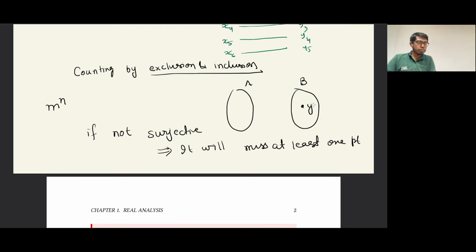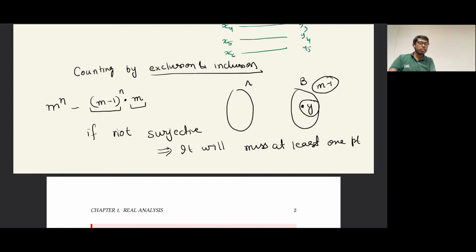I have named it y. So it misses 1 point. Now, how many elements are there? Now it has m minus 1 elements. So how many functions will there be? m minus 1 to the power n. But I can see it misses this y, but it can miss any one of the elements. So m minus 1 to the n times m. So if it misses one element, it misses one element arbitrarily.